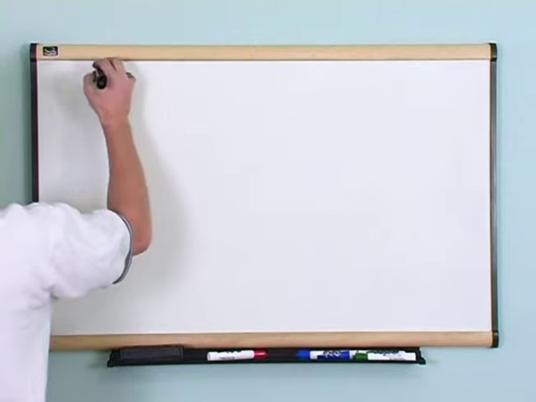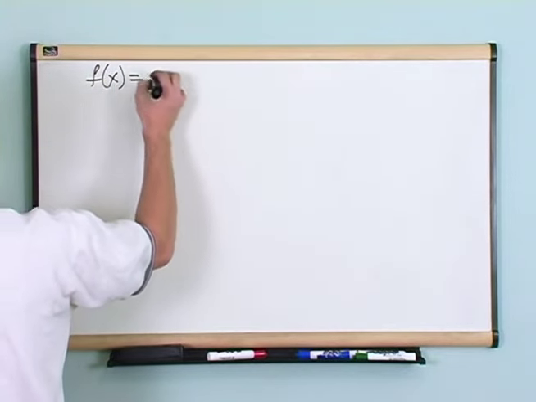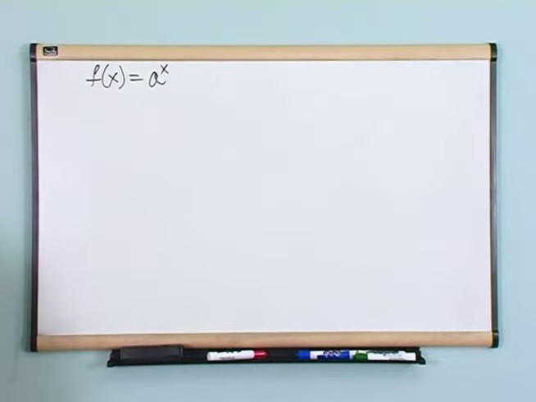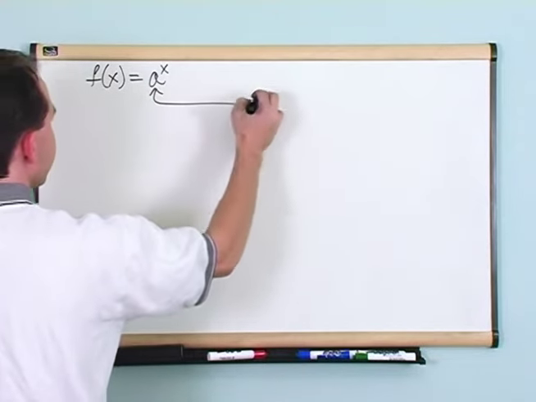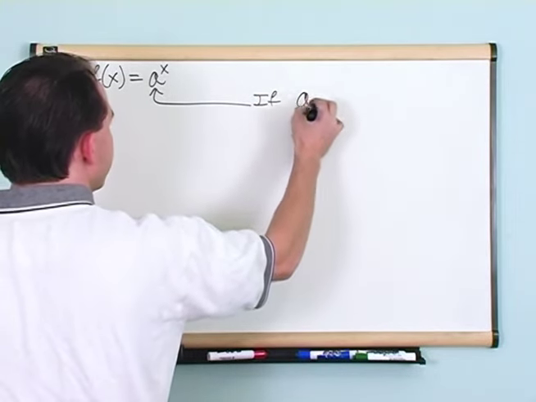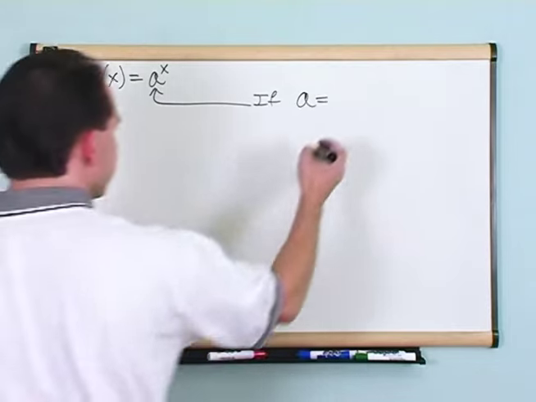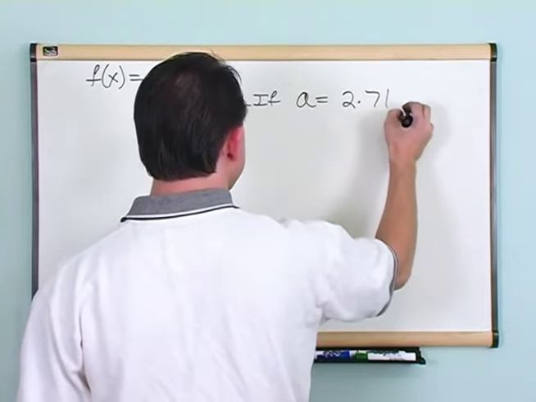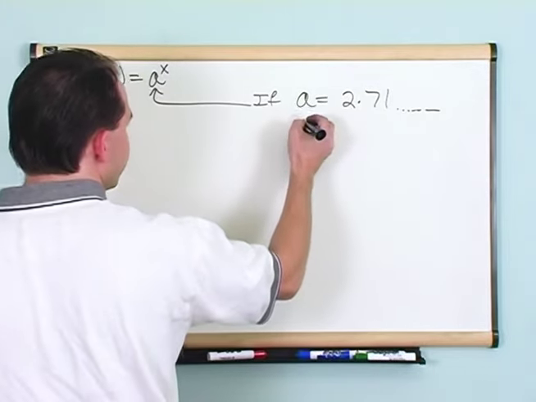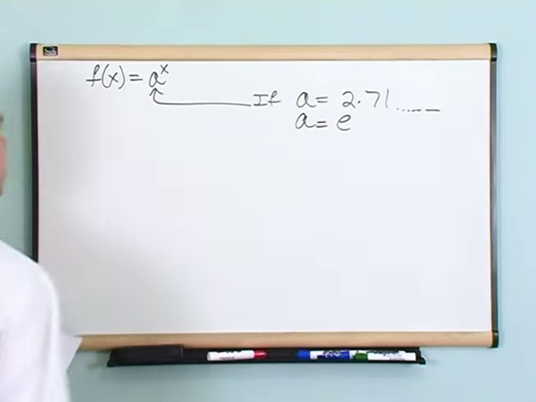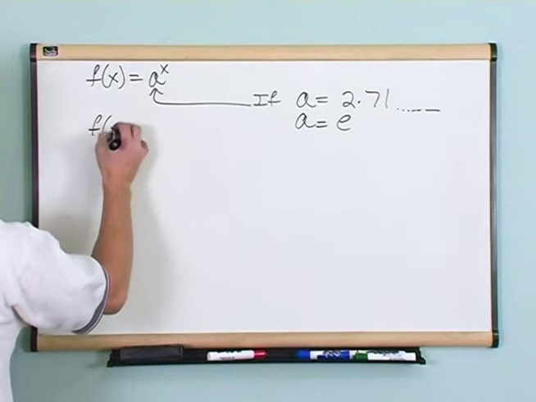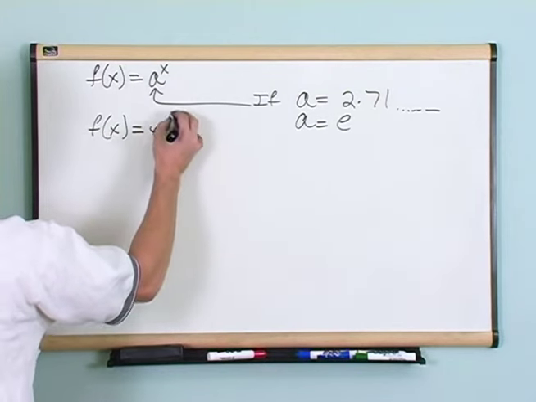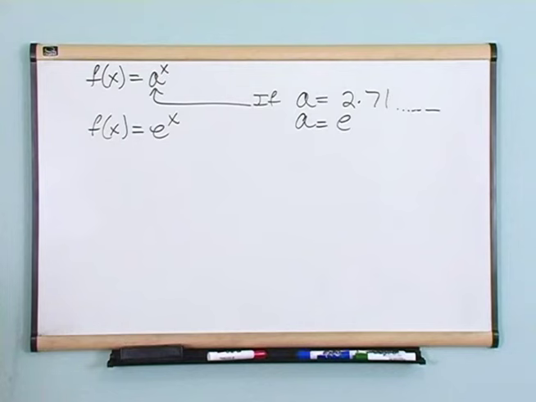Finally, the final thing I want to do here is point out a very special case of exponential functions. Recall that we've been talking about f of x equals a to the power of x. Now, if a equals a very special number, which is roughly 2.71 dot dot dot, then we say a is equal to what we call e, and then f of x is just going to be equal to e to the x. Okay? Now you may go, what the heck is this?